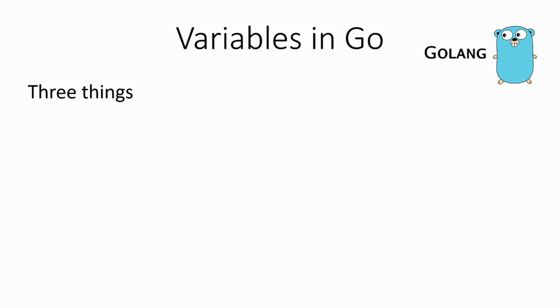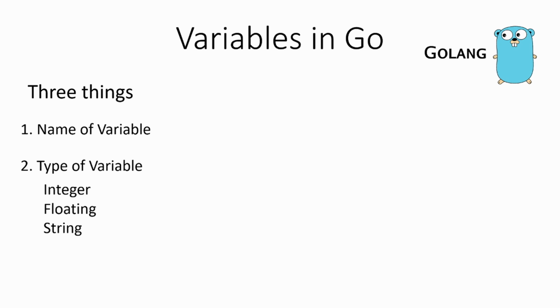While creating a variable, three things have to be noted. Name of the variable. Name of variable is used to refer to a variable. Type of variable. Type of variable can be an integer, floating, character, string, etc. Data. Data is the content of the variable.